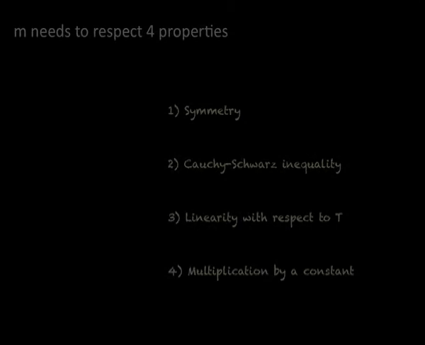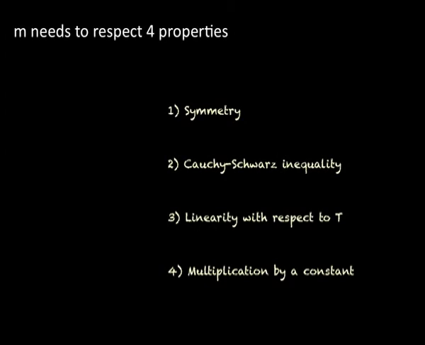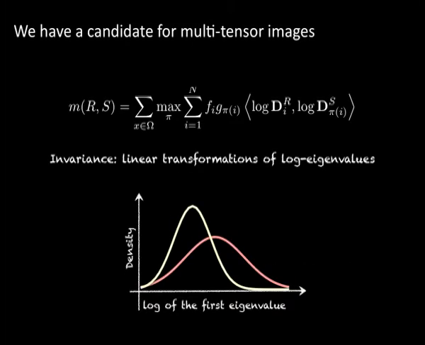However, not all scalar mappings guarantee that the similarity metric preserves some invariance properties of the correlation coefficient. To preserve the invariance property, the scalar mapping should respect four conditions. A good candidate scalar mapping for multifascicle images is based on the log Euclidean scalar product of tensors. The resulting correlation coefficient is invariant under linear transformations of the diffusivities in the log domain, which is precisely what our cross-subject observation of diffusivities required.